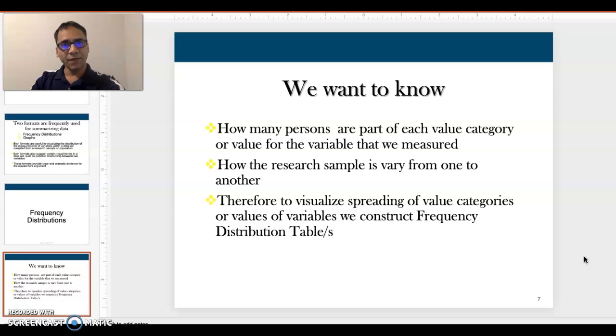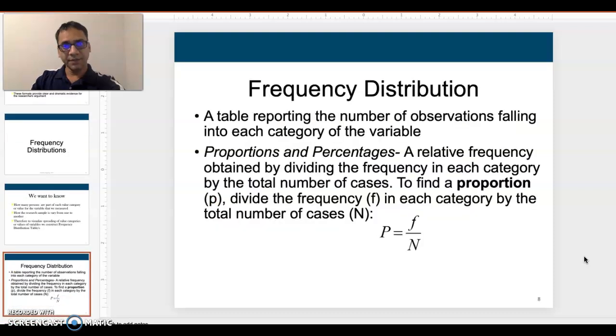We want to know how many persons are part of each value category for the variable that we measure, and how the research sample varies from one to another. So we need to visualize the spread of value categories or variables. We construct frequency distribution tables. A frequency distribution is a table reporting the number of observations falling into each category of a variable.